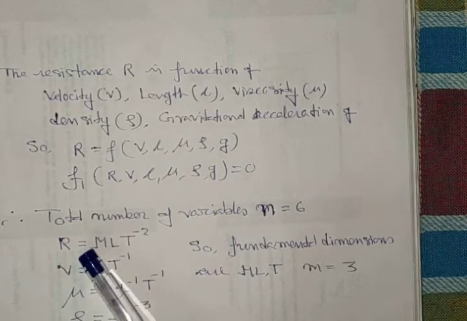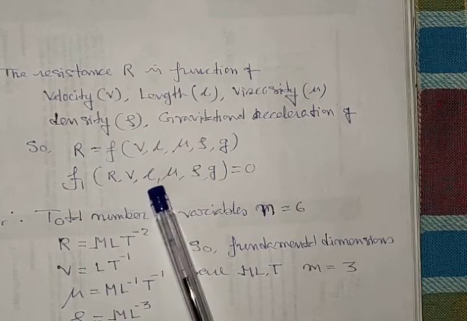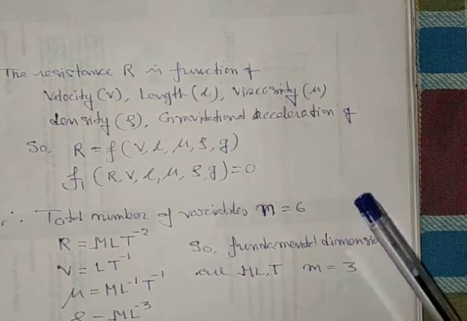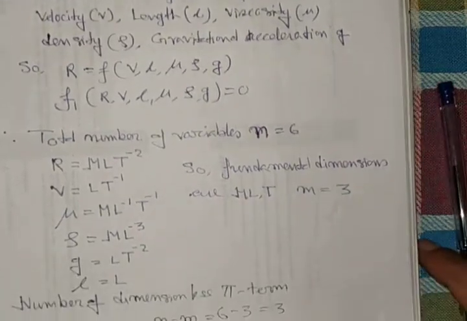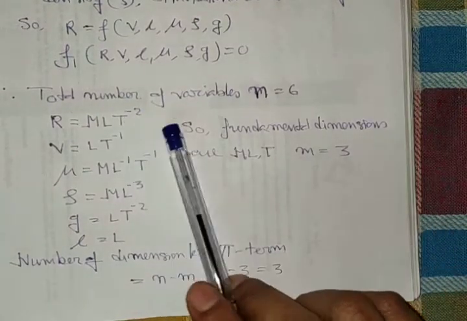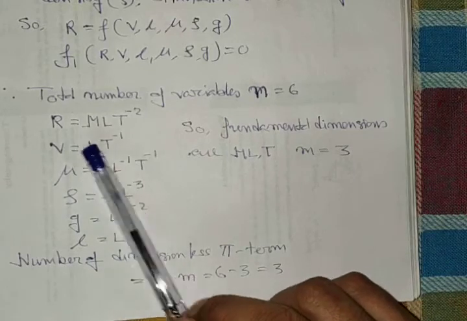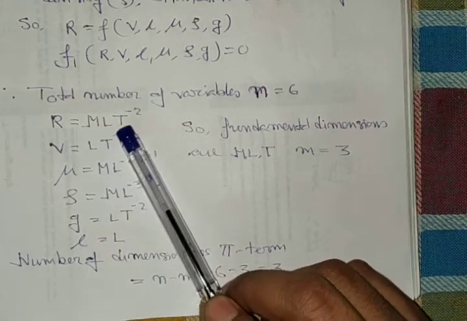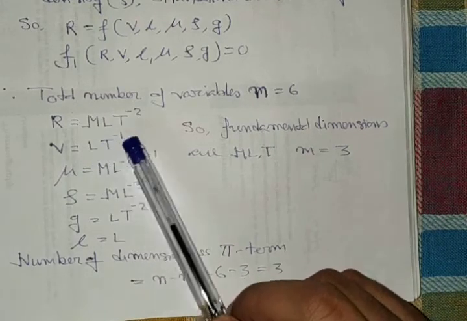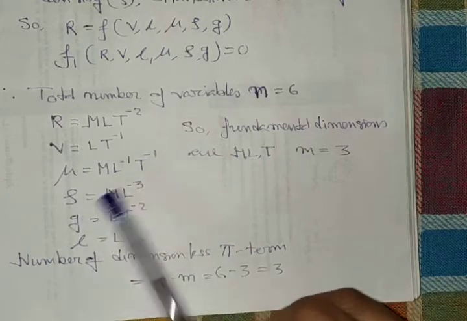Now let's come to the number of variables. The number of variables here is 1, 2, 3, 4, 5, 6. So the number of variables, that is n, equals 6. Let's come to the fundamental dimensions. R is represented by M L T to the minus 2. V is the velocity, L T to the minus 1. Mu, M L to the minus 1 T to the minus 1.